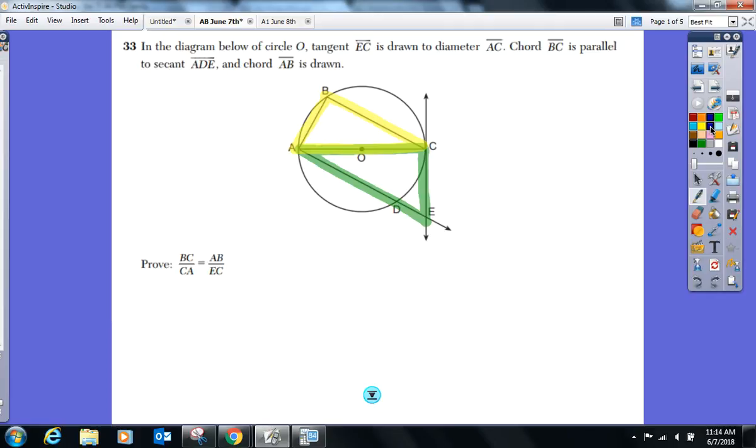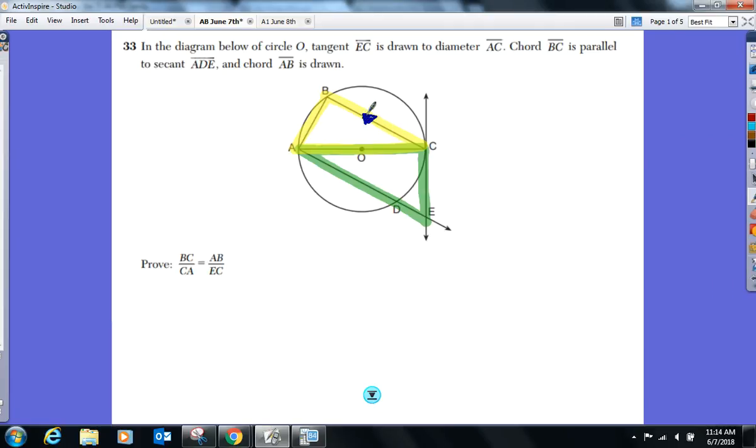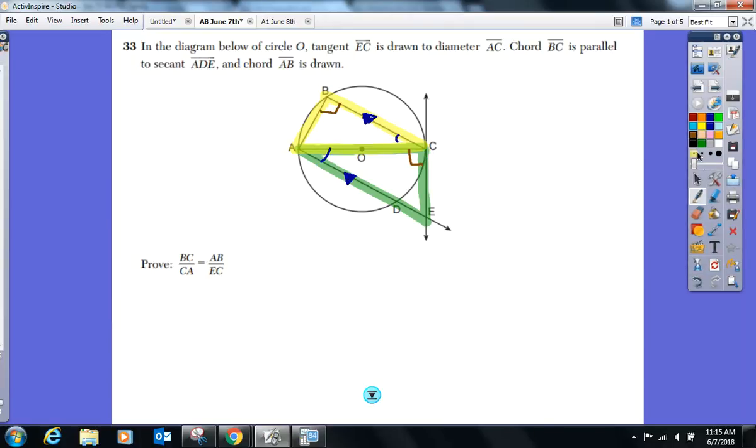So let me just review what we did yesterday. These were parallel. So we said these angles were congruent for some certain reason. And I believe other people said this was a right angle and this was a right angle, because we needed to prove the triangle similar by angle.